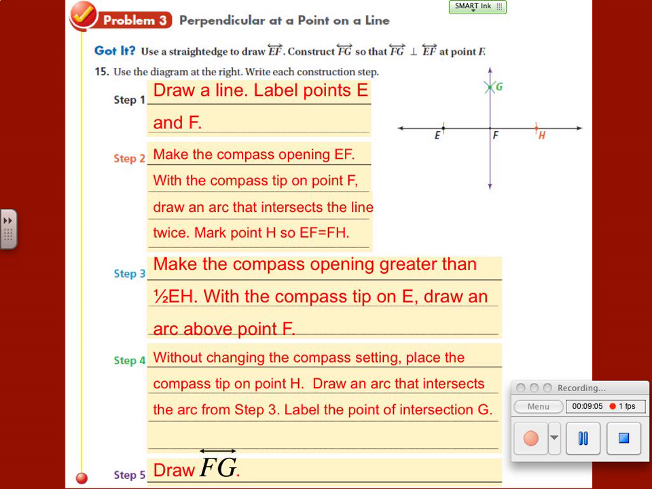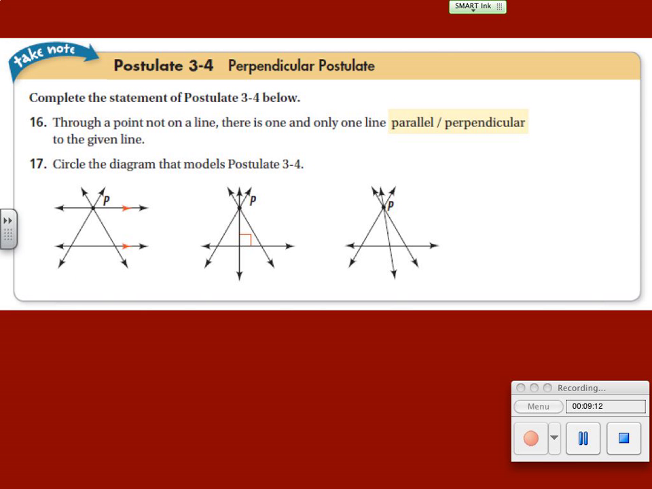Continuing on, we're going to look at the perpendicular postulate, which is postulate 3-4. Through a point not on a line, there is one and only one line perpendicular to the given line. So if we look at our diagram below, the example of this would be the example in the middle. Given a point above a line, there is only one line perpendicular to the given line.